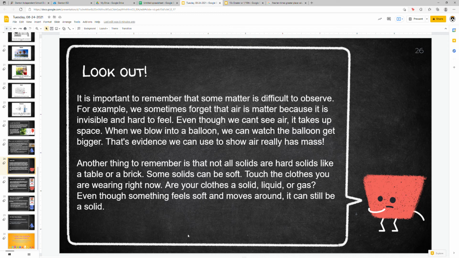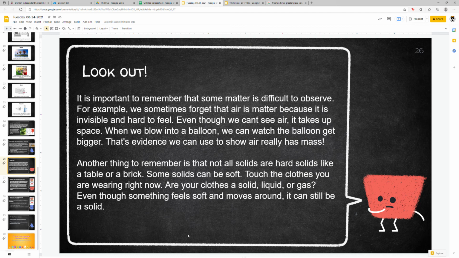So, couple things. It is important to remember that some matter is difficult to observe. For example, we sometimes forget that air is matter because it is invisible and hard to feel. Even though we can't see air, it takes up space. When we blow into a balloon, we can watch the balloon get bigger. That's evidence that we can use to show air really has mass.